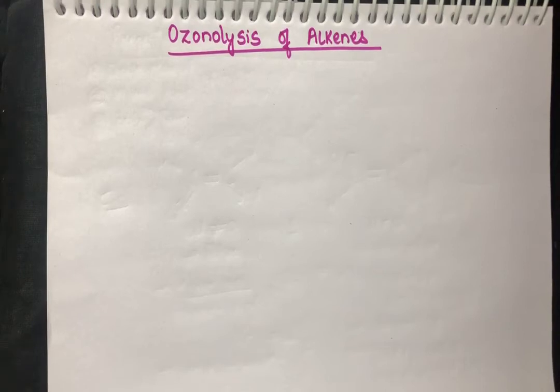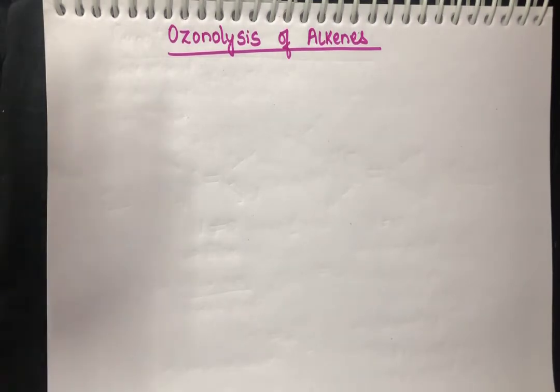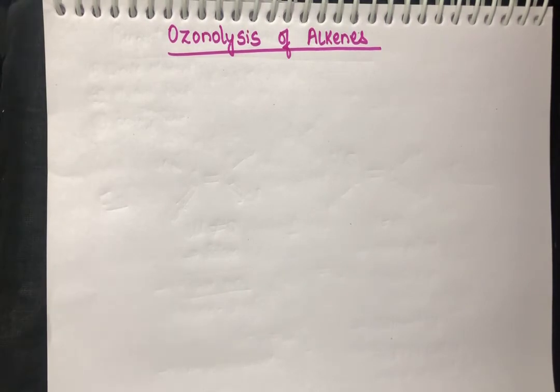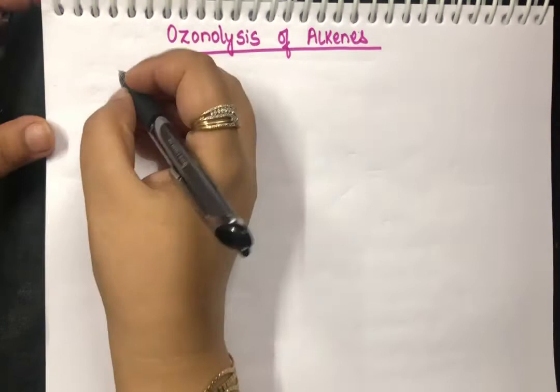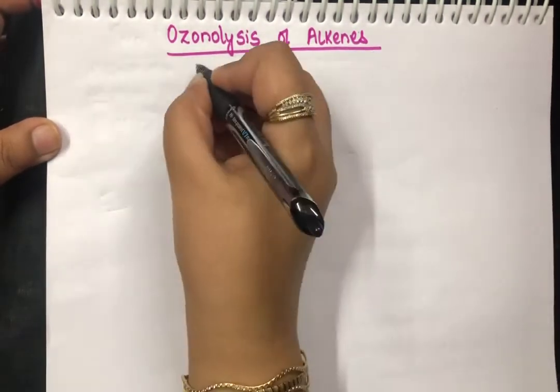Hello students, let's talk about a very important reaction from which one or two questions definitely come in your entrance exams, and that is ozonolysis of alkenes. I will tell you the very basic mechanism of how the ozonolysis proceeds. After that, I'll tell you the trick to write down the products of ozonolysis the moment you see the question.